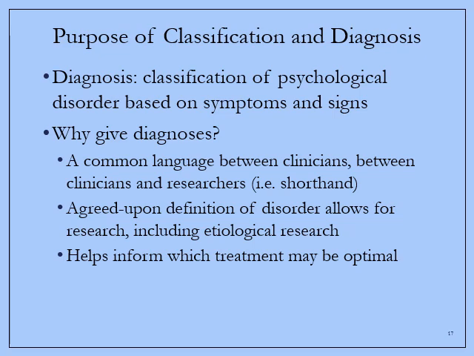And then finally, and kind of most practically, it helps inform which treatment might be optimal. The way that we do research on psychological disorders is kind of seeing if a certain treatment works for a certain group of people who meet diagnostic criteria for a certain disorder. At least that's the traditional way of doing clinical research.